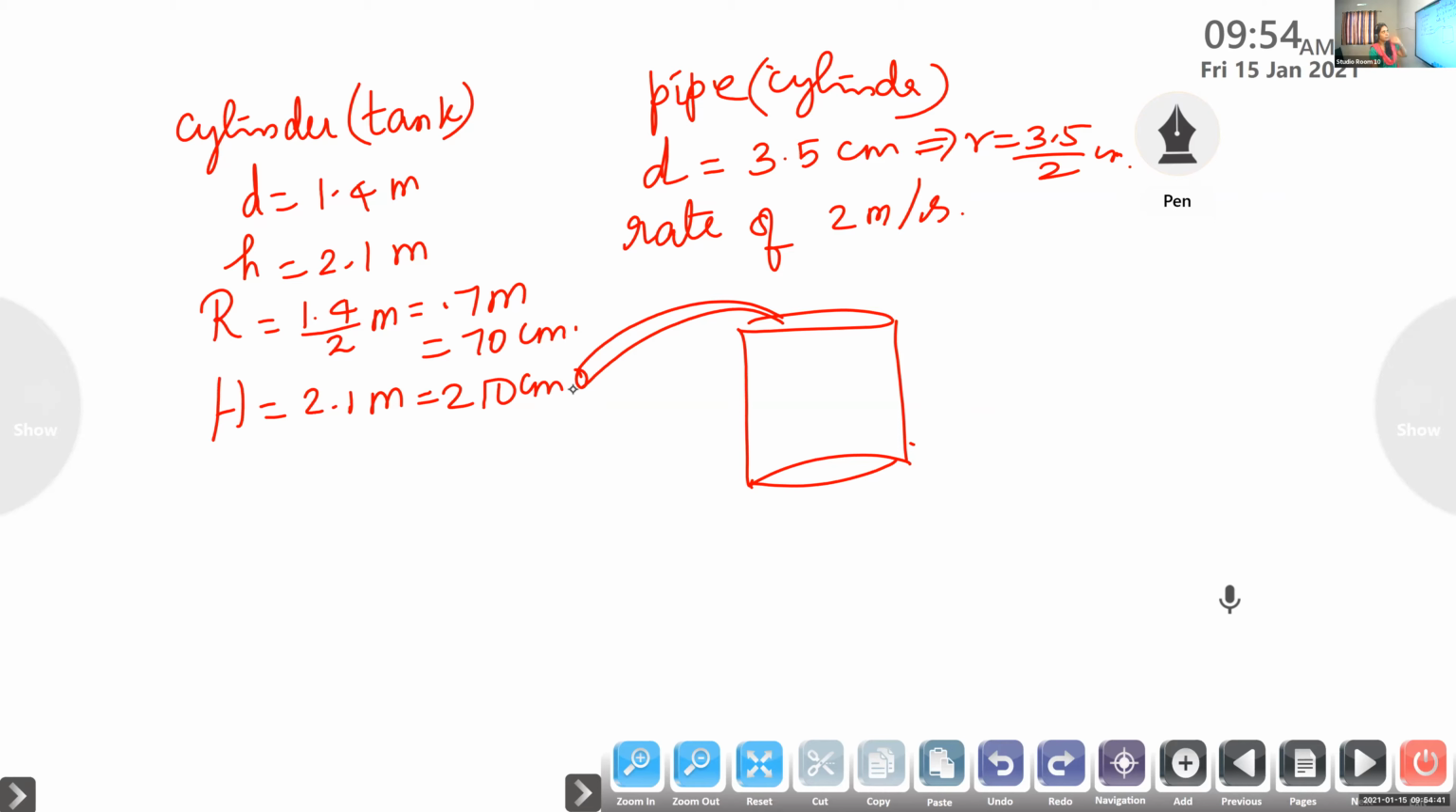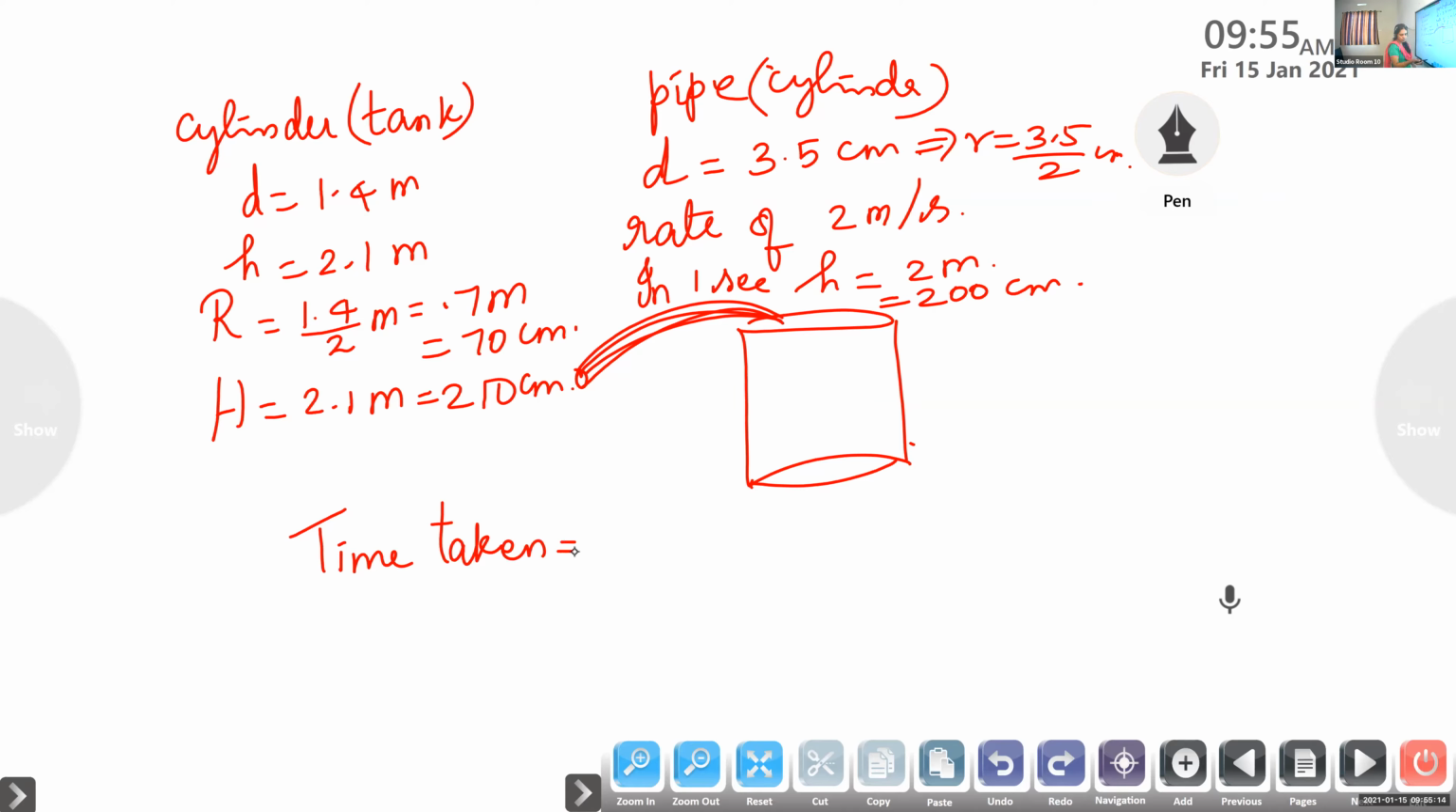Now look at the pipe. For the pipe, the diameter is given as 3.5. Pipe also is in the shape of a cylinder. Water is flowing at the rate of 2 meter per second. So in 1 second, the water flows through the pipe a height, H, of 2 meter, that is same as 200 centimeter. Now how will you find the time taken?